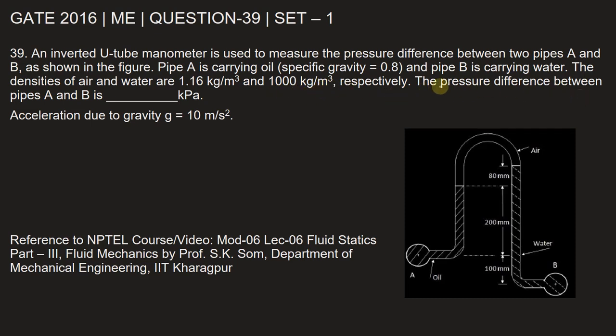The pressure difference between pipe A and pipe B is, so we need to find the pressure difference between pipe A and pipe B in kilopascal. And we have to assume that acceleration due to gravity is 10 meter per second square.